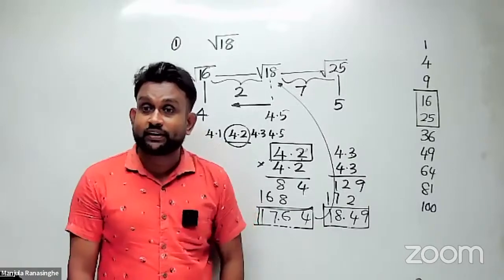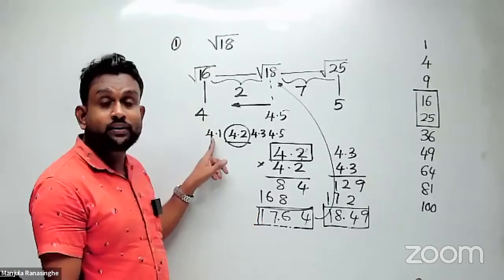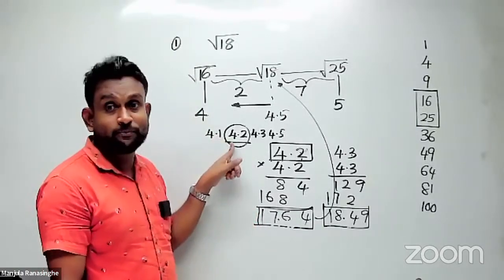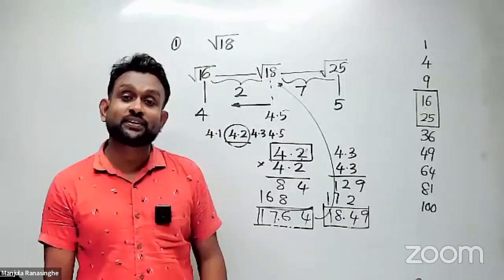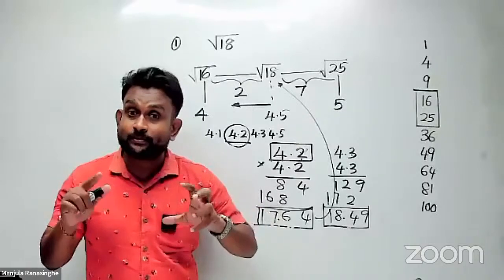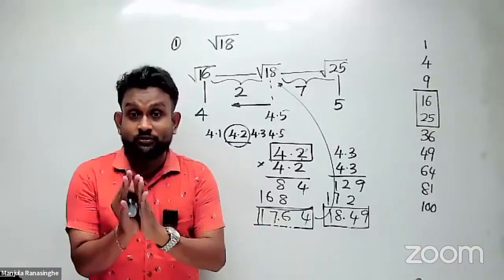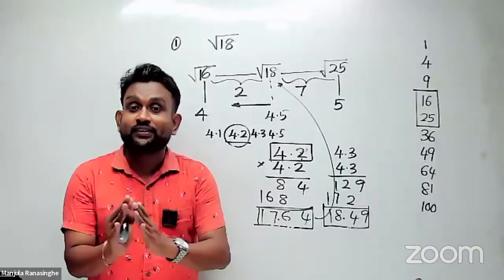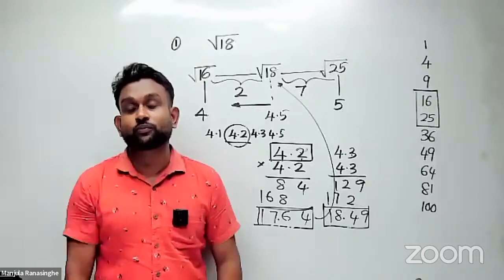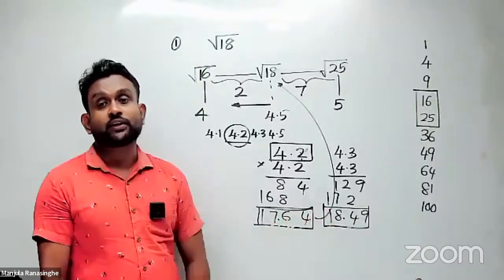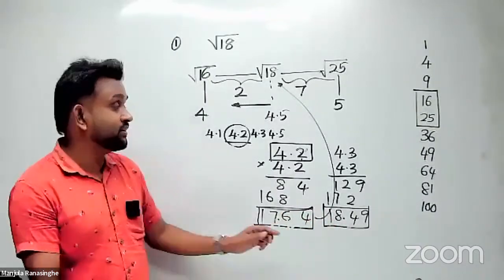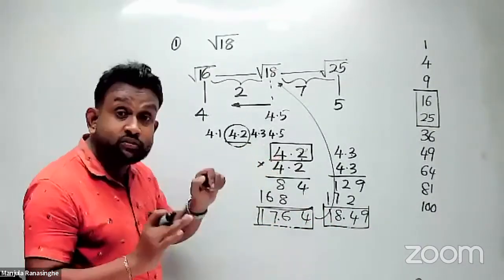So what happened here? If you choose 4.1, then you have to check 4.2 even, then 4.3 even. You need to check 3 numbers. But if you can guess the correct one in one shot, then your calculations would be lower. Only 2 things to be checked. Okay, so that is the answer. So that is also an approximate answer.